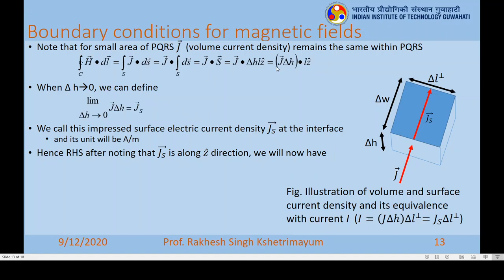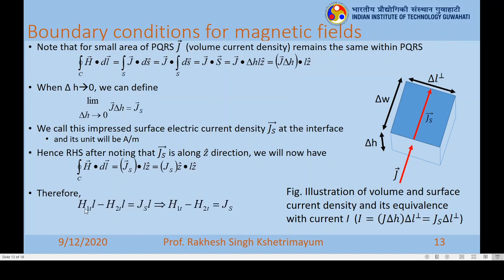So now let's look at this right hand side. What was the direction for Js? So now this will become Js dot L z hat. Js was directed along the positive z axis. That's what I have shown in the diagram. When I do the dot product of Js, the amplitude of the surface current density, z hat is the direction, dot product with L z hat, I simply get Js L. So left hand side is H1t L minus H2t L, right hand side is Js L. So finally H1t minus H2t is equal to Js.